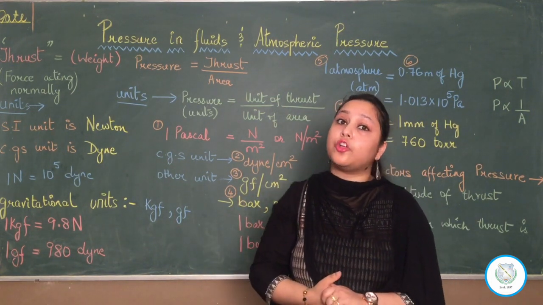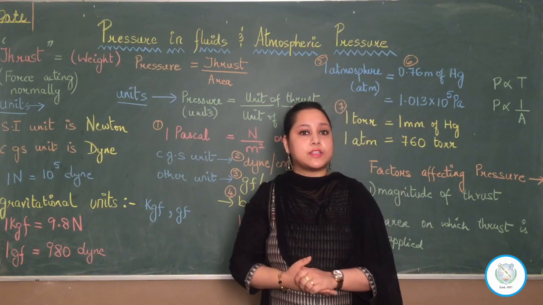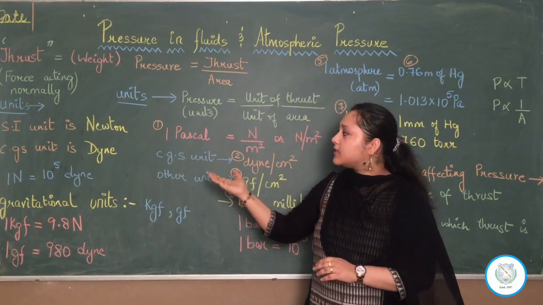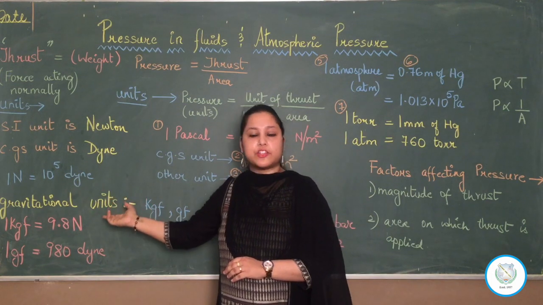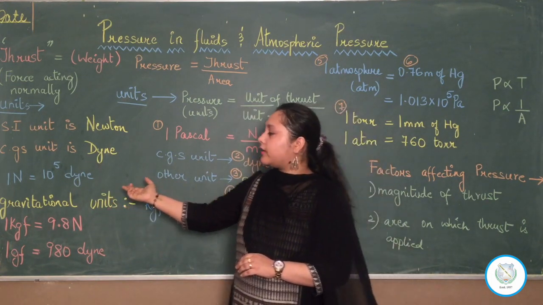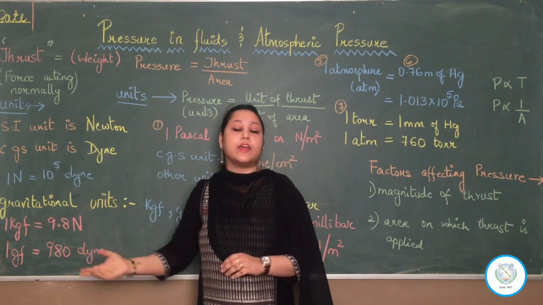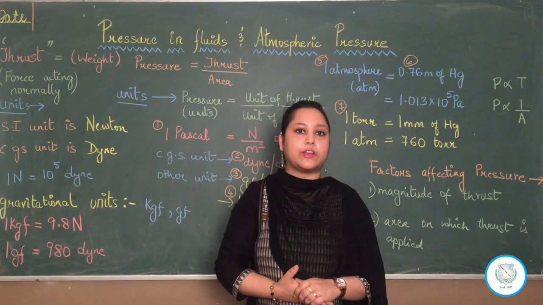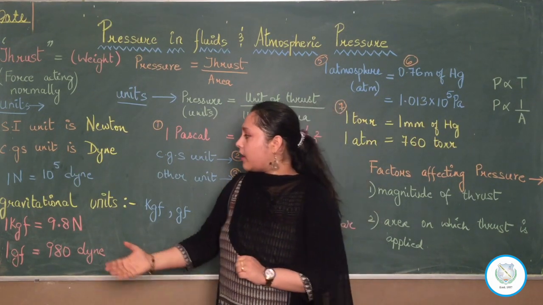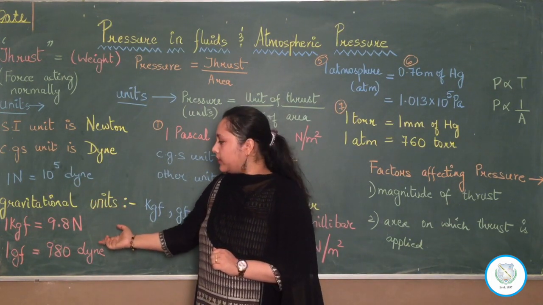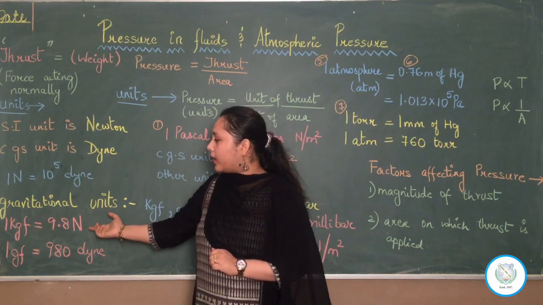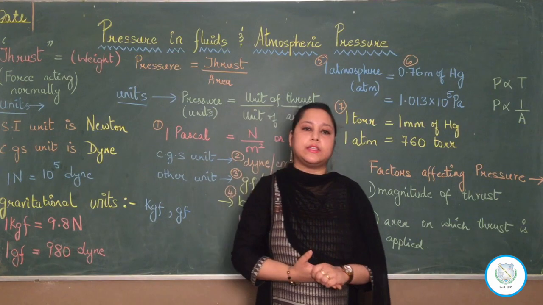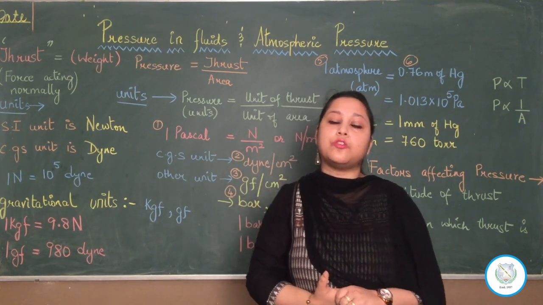So let's now talk about units of thrust. Now, as thrust is a particular force, the SI unit of thrust is Newton and the CGS unit is dyne. The relation between them is 1 Newton is equal to 10 raised to the power of 5 dyne. There are other units of thrust, the gravitational units, when gravity plays an important role. Those units are kgf and gf. The relation between them in terms of Newton and dyne is 1 kgf is equal to 9.8 Newton and 1 gf is equal to 980 dynes. So this was all about thrust.